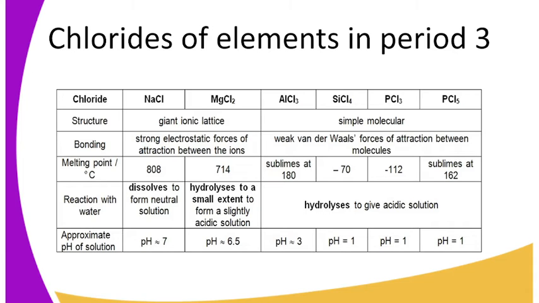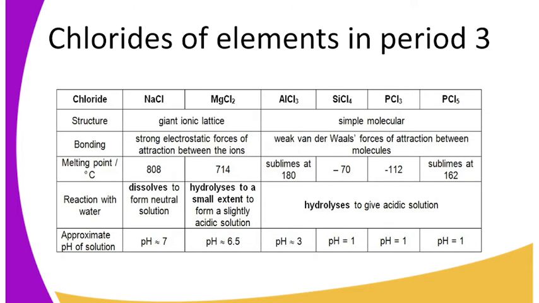And what of the pH of their solution? The pH of sodium and magnesium chloride is 7. That means they do not dissociate in water. The pH of aluminium is 3, and of silicon, phosphorus, and sulfur, their chlorides form a pH of 3. That means they dissolve in water to form an acidic compound.